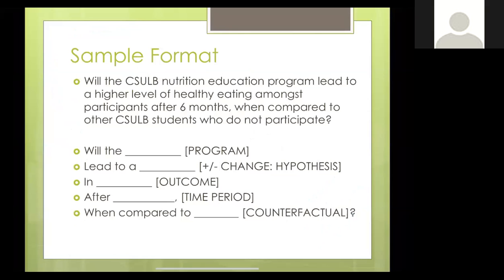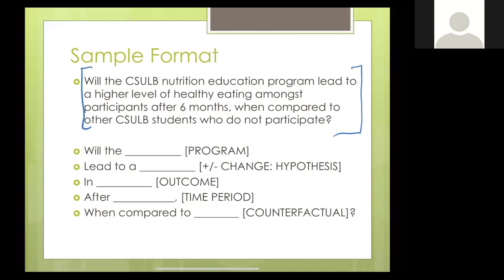So this I want to walk you through. If you ever did Mad Libs when you were a kid, where you had the book and there were a lot of blanks where you get to fill it in with a noun or an adjective, this is an example of a specific, refined and funneled research question that can serve as an example for you: will the CSULB nutrition education program lead to a higher level of healthy eating amongst participants after 6 months when compared to other CSULB students who do not participate?